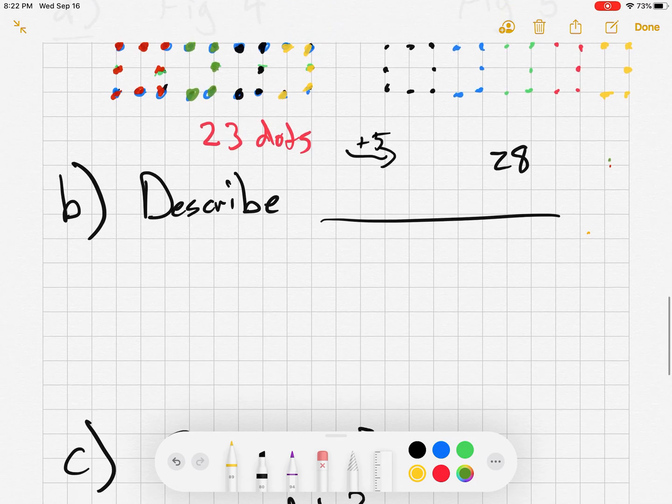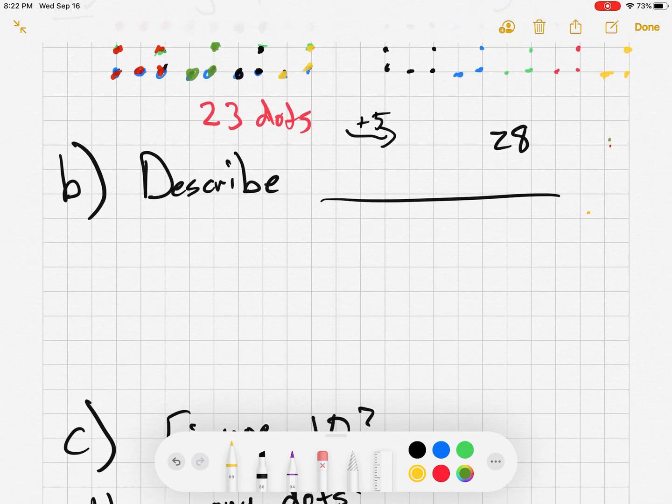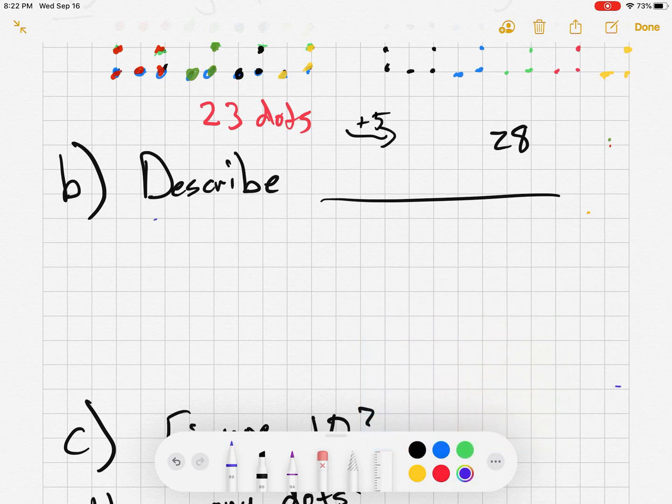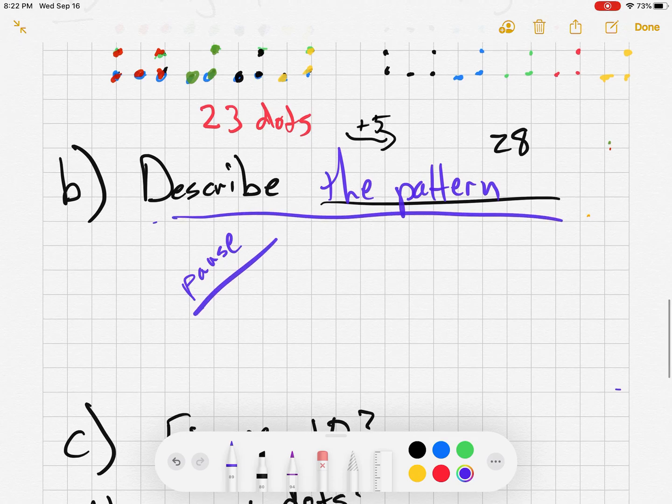So now I'm not going to write anything for here. The responsibility is going to be on you. You need to write in here. I need you to describe the pattern. So for your letter B, pause this and write how you would describe your pattern.